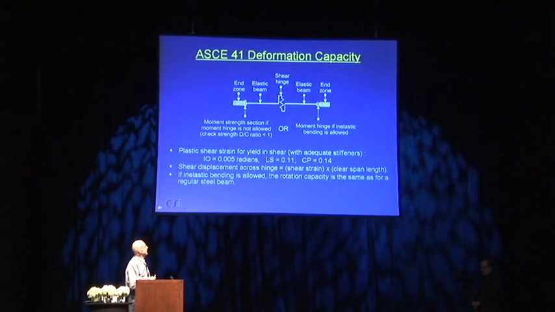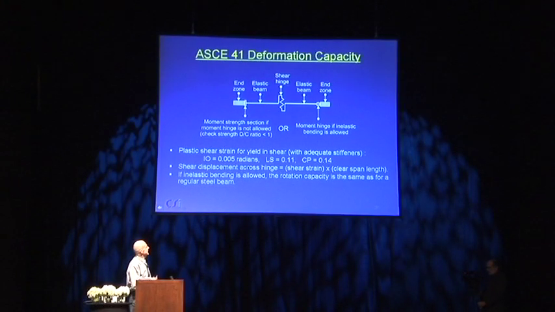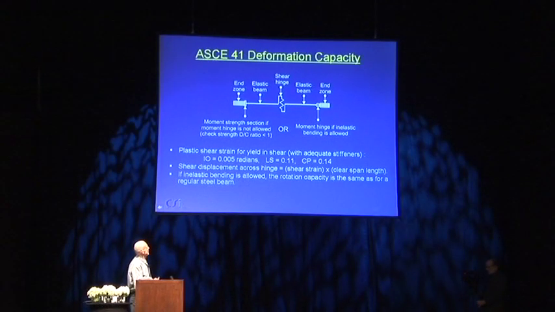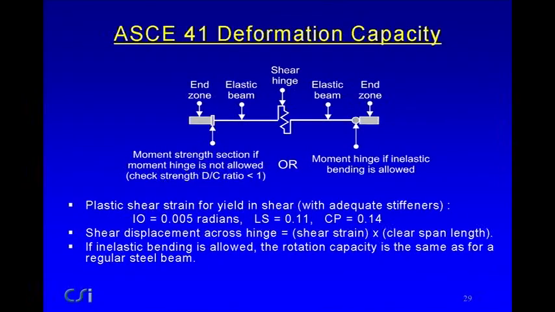Or working backwards, if you intend that the shear link yield only in shear and does not yield in bending, what you might do is put in a moment strength section, then calculate the strength on that just to make sure that the strength demand capacity ratio is less than 1, which means a moment hinge does not form. And if the demand capacity ratio is larger than 1, then a plastic hinge does form. This is not what you intend. You need to redesign your shear link. So this is the way in which you might model this: end zone, elastic beam, shear hinge, elastic beam, possibly a moment hinge, end zone, and then you might separately put a moment strength section at this location.